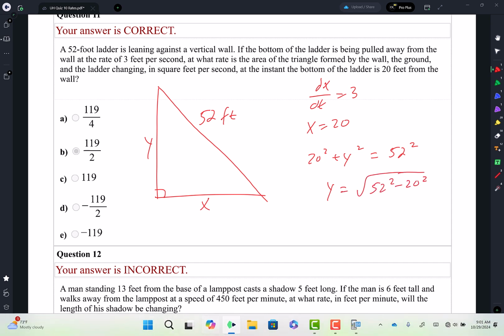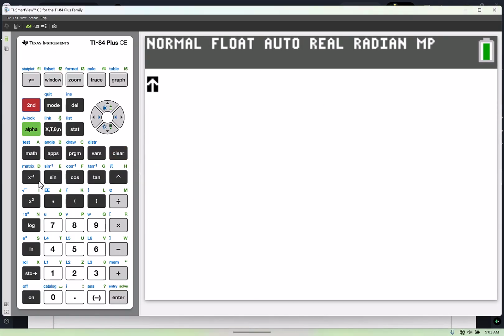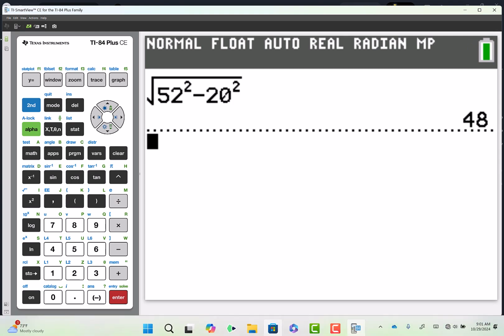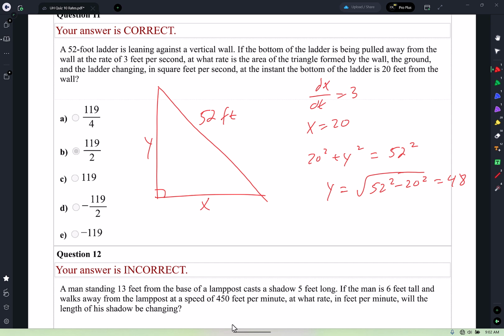Let's see if that's a pretty number. Is it a pretty number, guys? Well, all numbers are pretty, I guess. 52 squared minus 20 squared. 48. Yay. Okay. Whew. All right. So now we know Y.